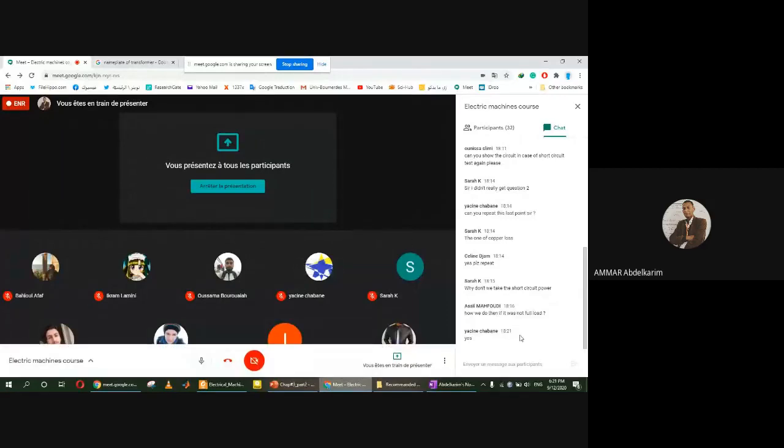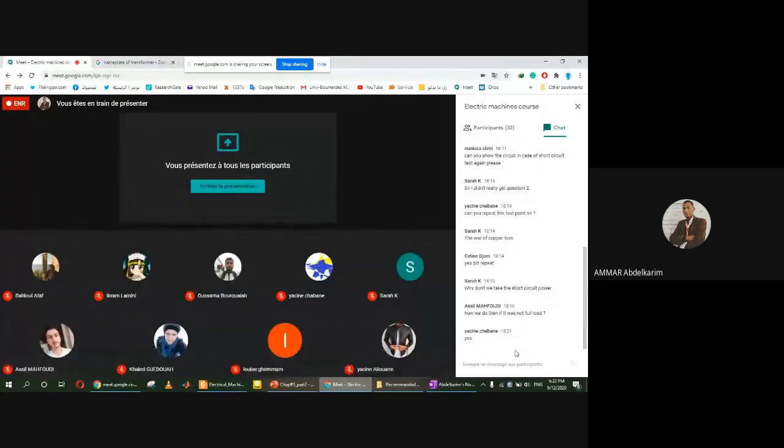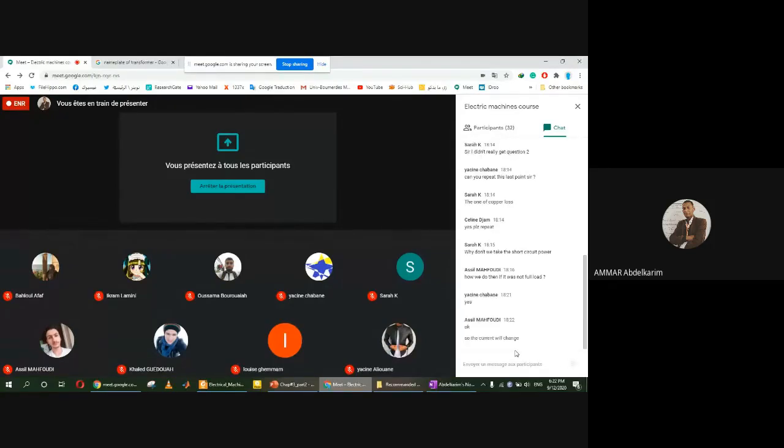Okay, so it's not a problem. If it's not a full load, they will inform you that it's not a full load. I said we calculate the efficiency when we have a load, which does not mean it is necessarily a full load. For example, I can ask you to calculate the efficiency at half load, or at 25% of the load.